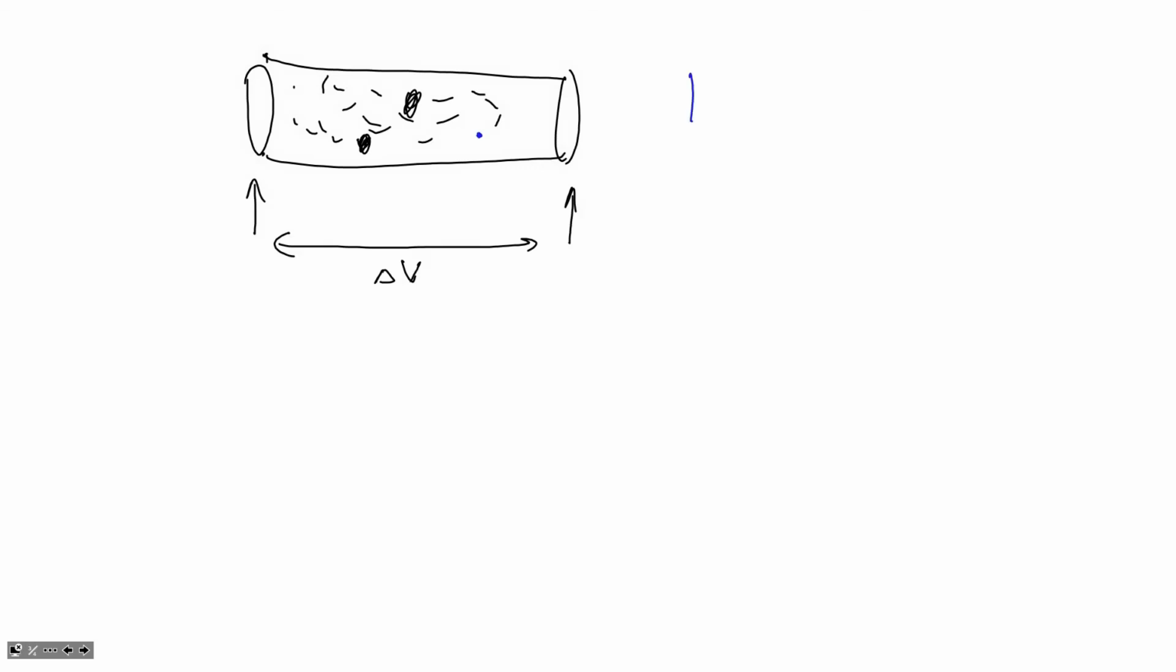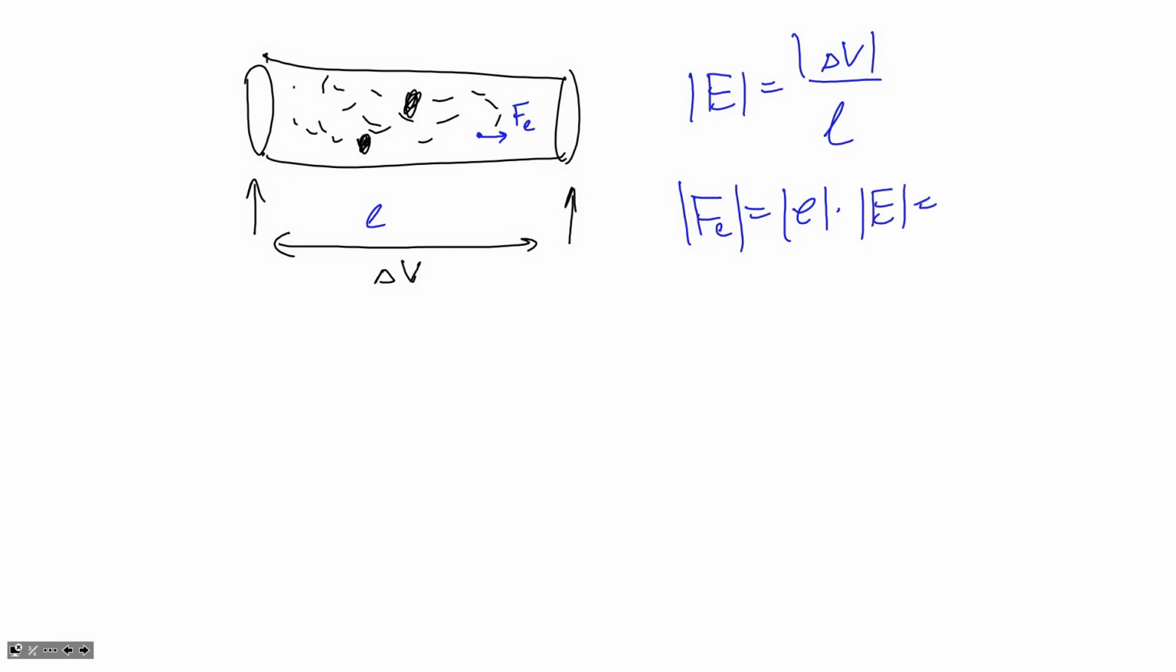Why? Well, because in the wire, non-zero voltage creates non-zero electric field, and if this is the length of this wire, electric field strength will be equal to voltage over length, and because of that there will be Coulomb's force acting on each electron. The magnitude of this force is magnitude of elementary charge times electric field.